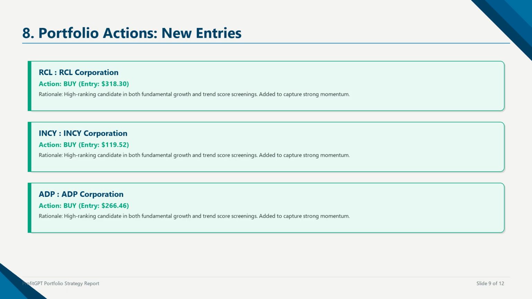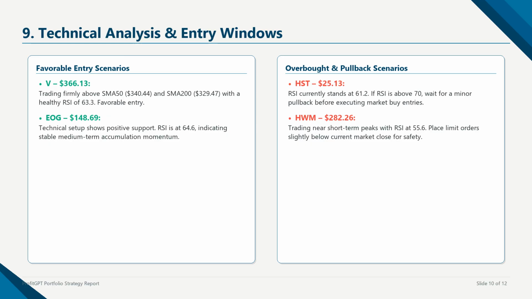Each of these new positions is initialized at an equal target weight of 9% of our total capital. This systematic entry process ensures that we are always buying stocks at attractive technical setups with strong backing from institutional buyers, maximizing our probability of alpha generation and keeping our portfolio fresh and aligned with market leadership. Let's review the technical entry windows for these trades.